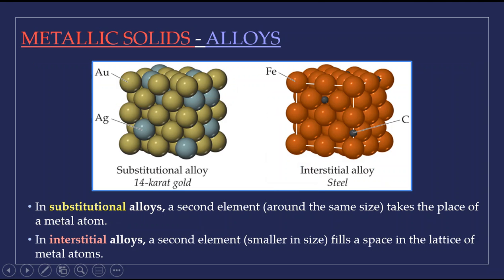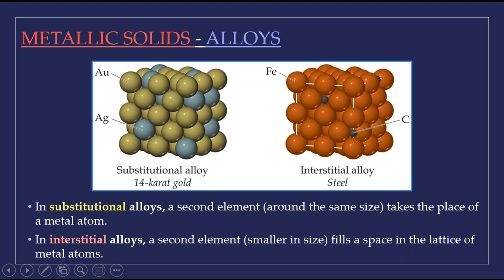Now, the two different distinguishing ones, substitutional versus interstitial. Substitutional alloys, the second element is around the same size. It's not necessarily exactly the same size, but it's around the same size. As you can see here, the example up here for the substitutional one is 14 karat gold. Gold in and of itself is actually pretty soft. So for gold jewelry and other uses of gold, 18 karat versus 14 karat will depend on what other metals are in there.